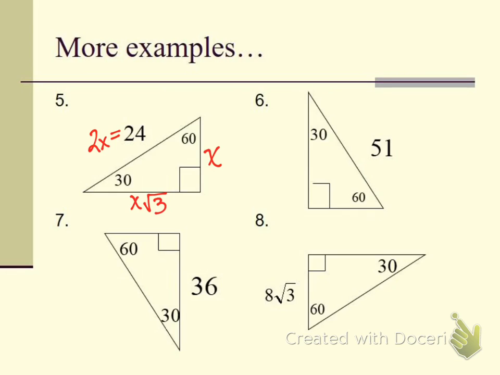How would we solve that equation for x? How would we solve it? We would divide by 2, x equals 12. So I can go ahead and fill that in on my other side where I just have an x. X is going to equal 12. How would I then rewrite my last side? 12 radical 3. So those were my 2 missing sides.